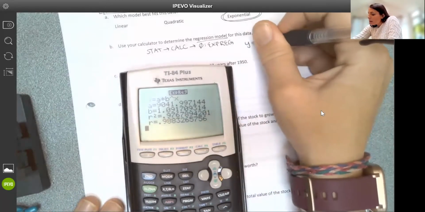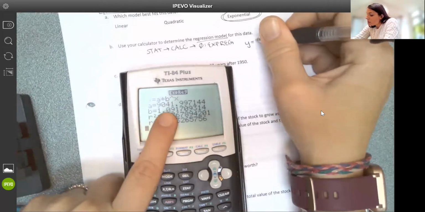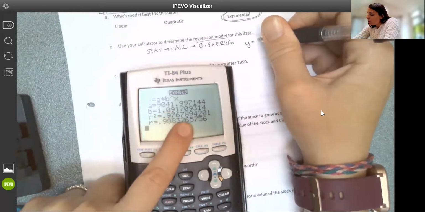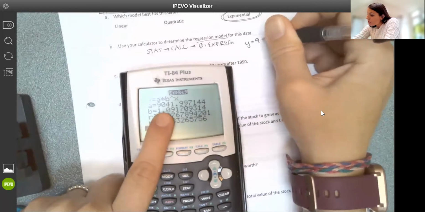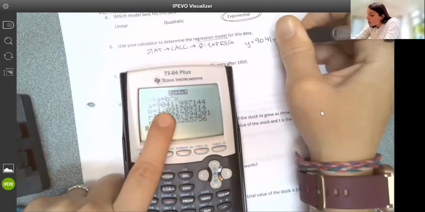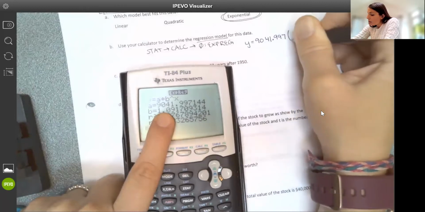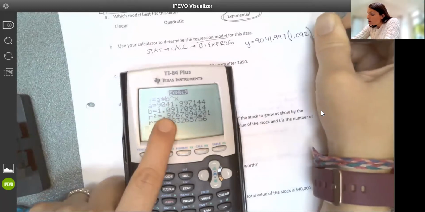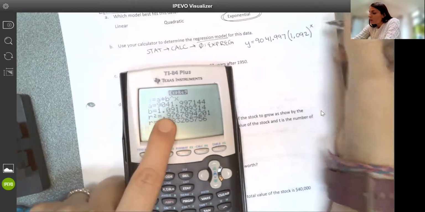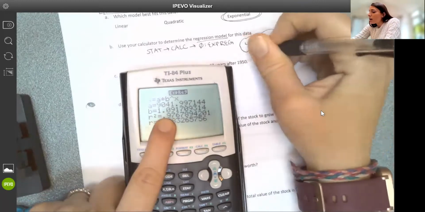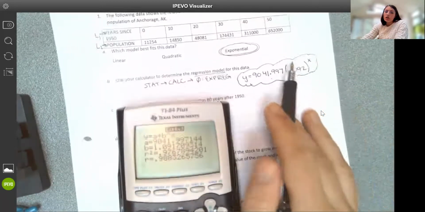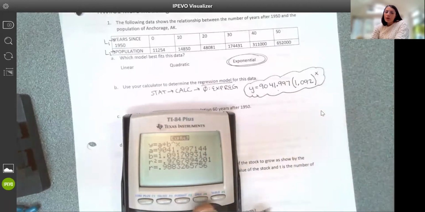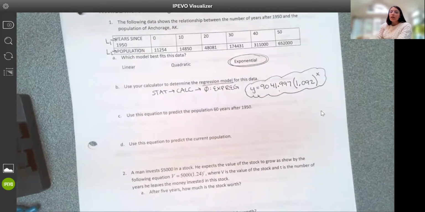So I have y equals, let's round to 3 decimal places. So 9041.997 is my A value. B value of 1.092, rounding them both to 3 decimal places, to the x power. So my calculator has given me this exponential function that matches this table somewhat closely, okay? And then I can use that to make predictions.